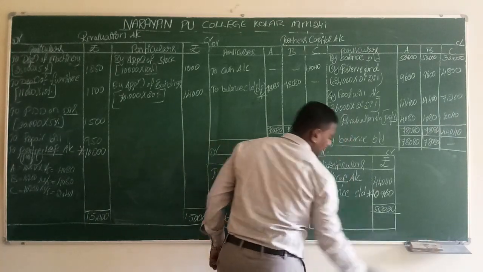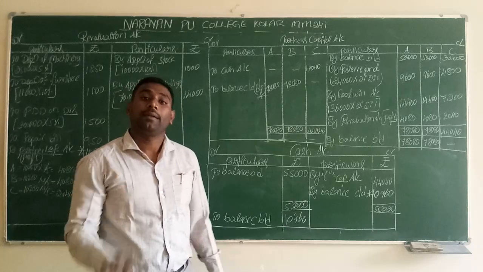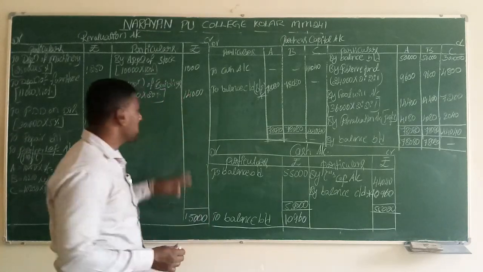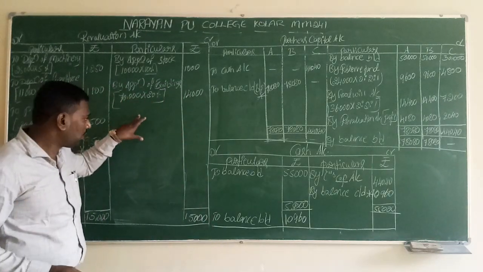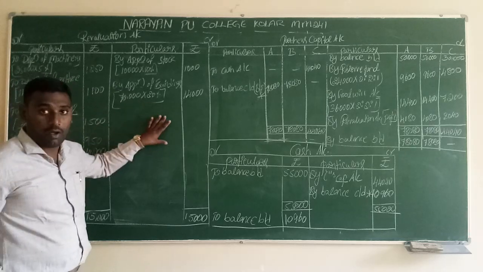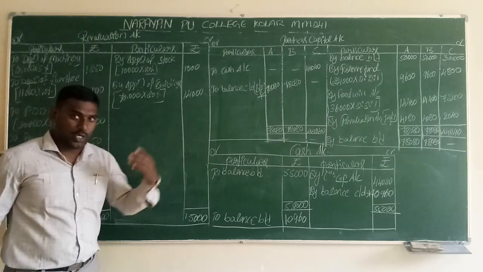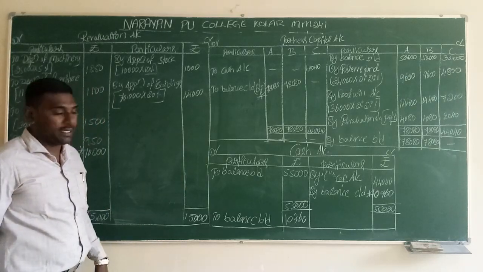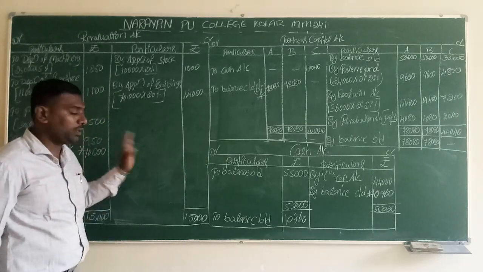In this manner, we have completed the third account. First of all is the revaluation account. Why is this account prepared? To know about the profit or loss on revaluation of assets and liabilities. That is the first account we have to prepare.